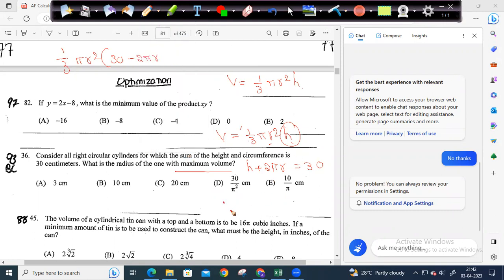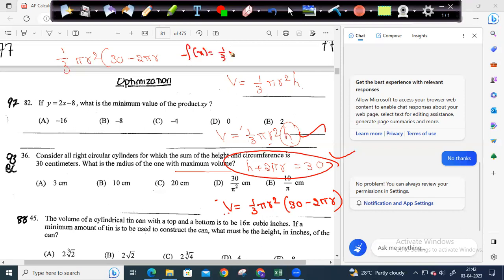So volume is equal to 1/3 pi r square h, where h is 30 minus 2 pi r. Converting into one variable is what is always important for us. So see, they give two functions, but they'll give an extra condition to convert into one variable. Let it be f of r. If you are not comfortable, take it as f of x. f of x is equal to 1/3 pi x square into 30 minus 2 pi x.